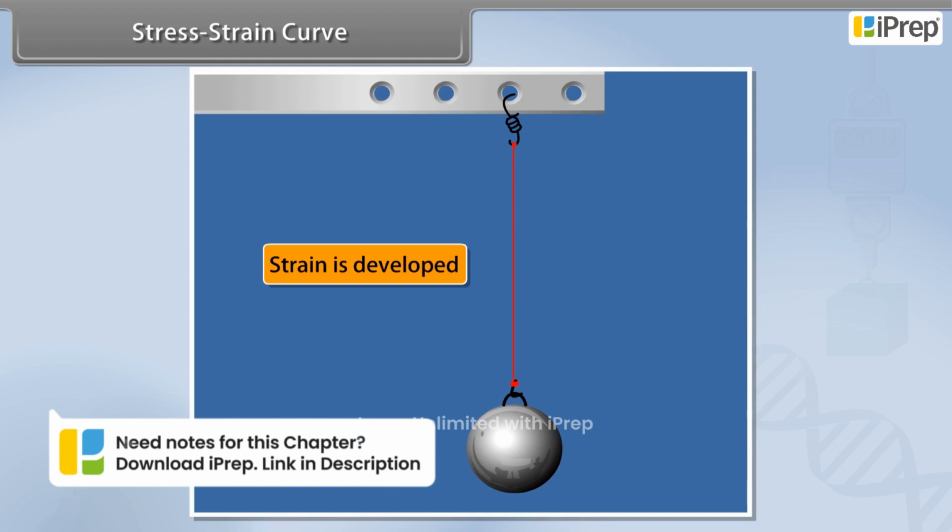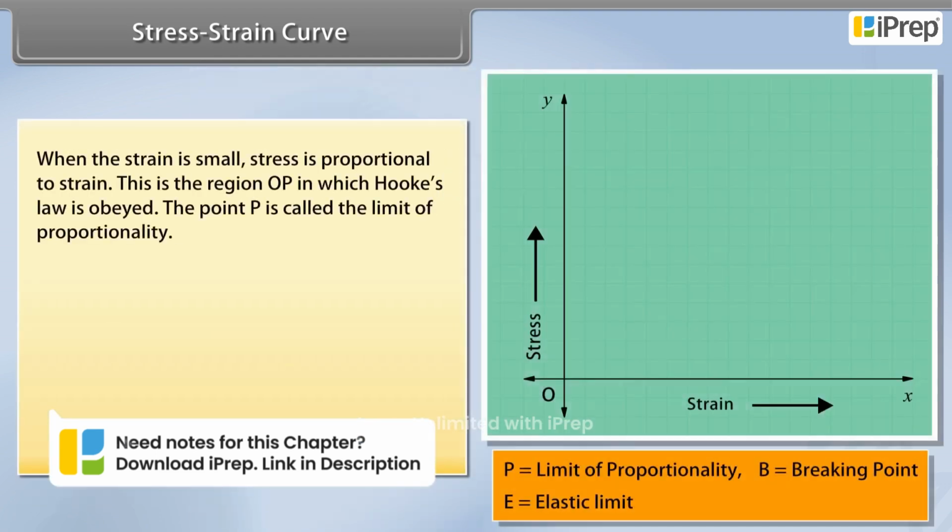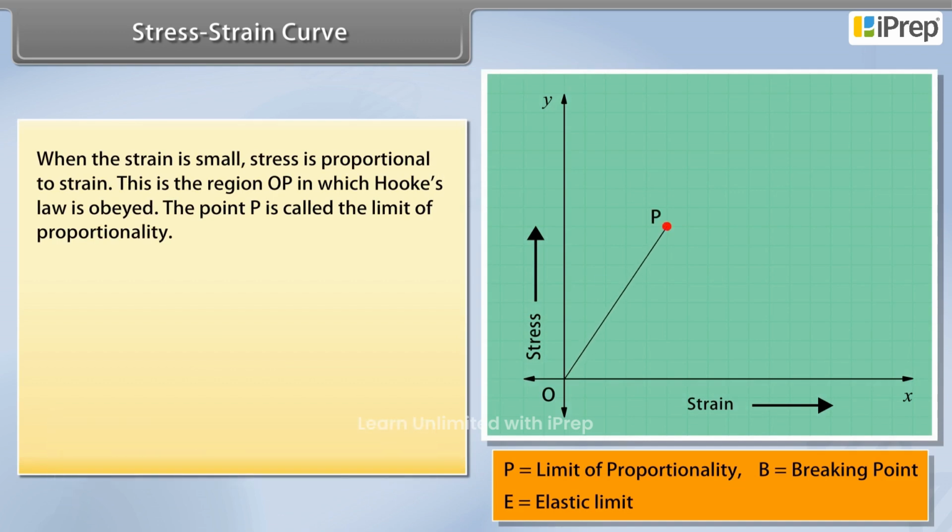From the curve, we note that when the strain is small, stress is proportional to strain. This is the region OP in which Hooke's law is obeyed. The point P is called the limit of proportionality.